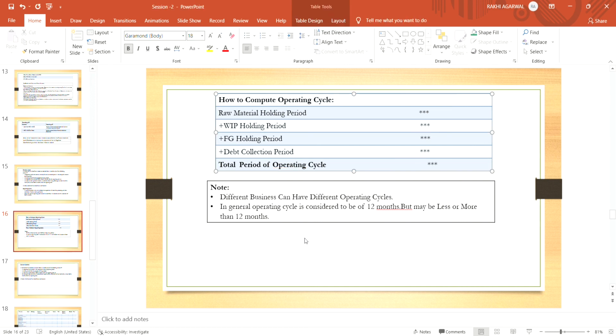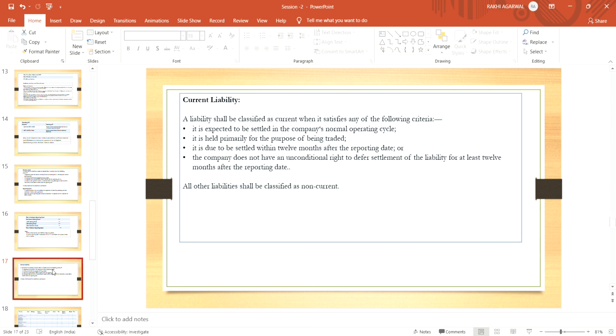In general, operating cycle is considered to be 12 months, but it may be less or more than 12 months. Like we will take the example of wine, it will take long to process that wine because it takes more than 12 months to be processed to get a better wine. We will compute the operating cycle of wine. It will take 2 years, 3 years to process and make that wine intent for sale.